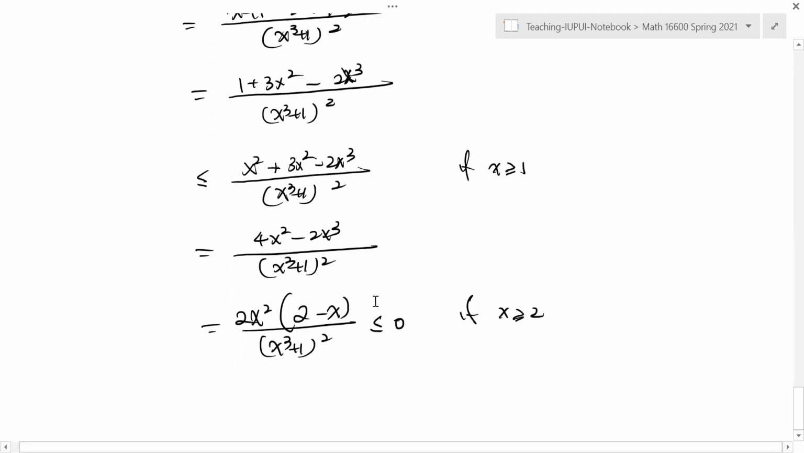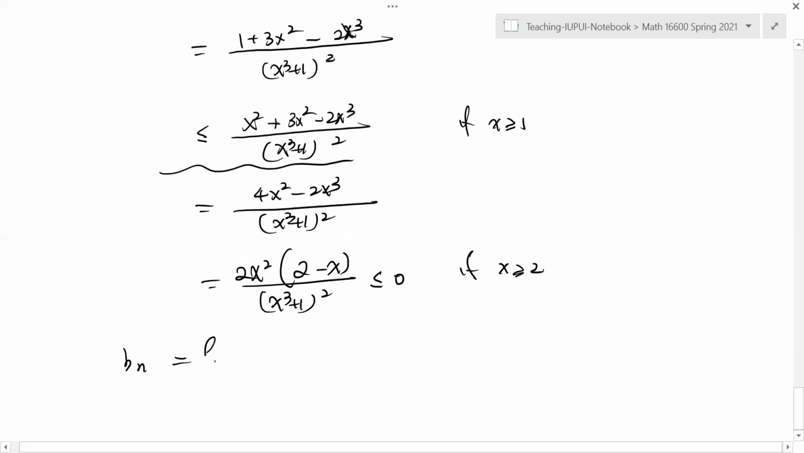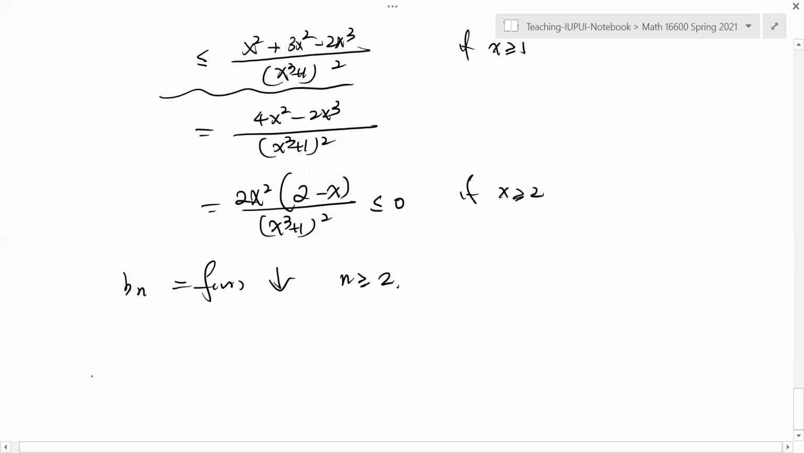But this is a trick, right? This is a trick. Okay, it's not easy to figure it out. All right, so that means Bn, which is f of n, is decreasing for n greater than 2. Therefore this series is convergent by the alternating series test.